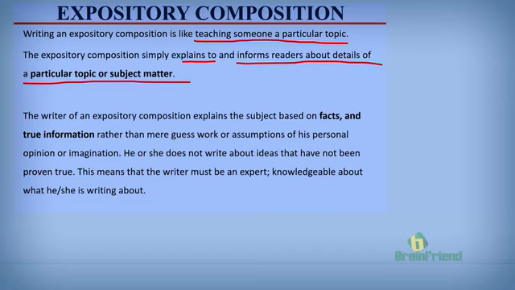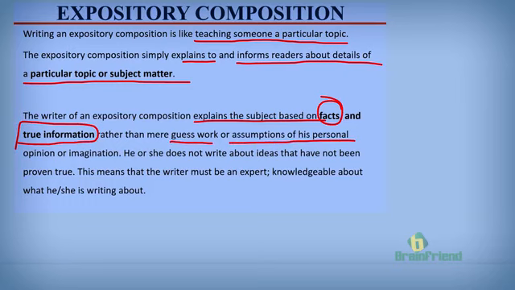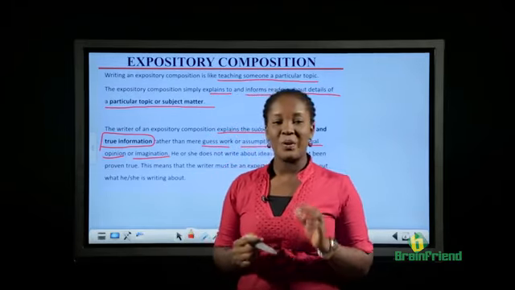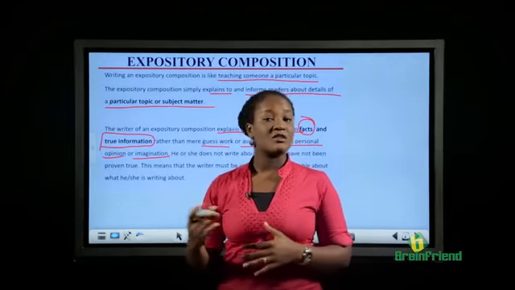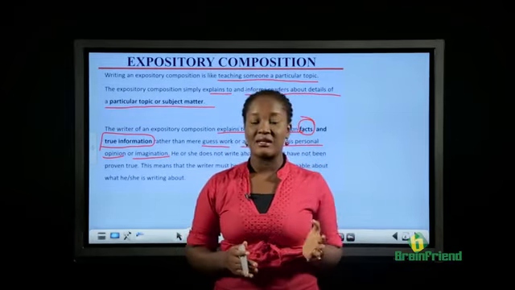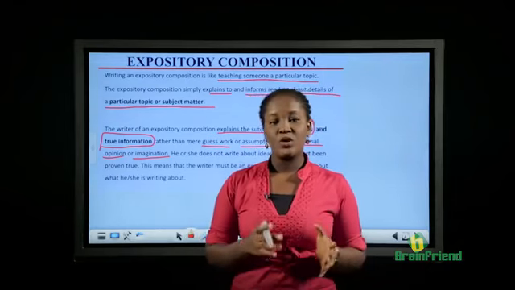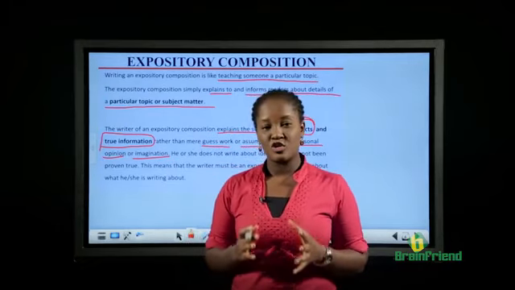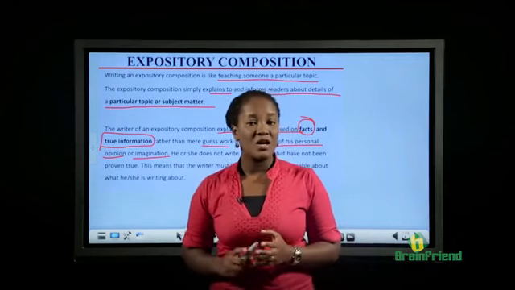The writer of an expository composition explains the subject based on facts and true information rather than mere guesswork or assumptions of his personal opinion or imagination. When we write expository compositions, we do so based on facts that we have either discovered or facts that have been in existence over time. We do so also based on true information. The facts you gather must be true. The information you gather as your facts must be true.